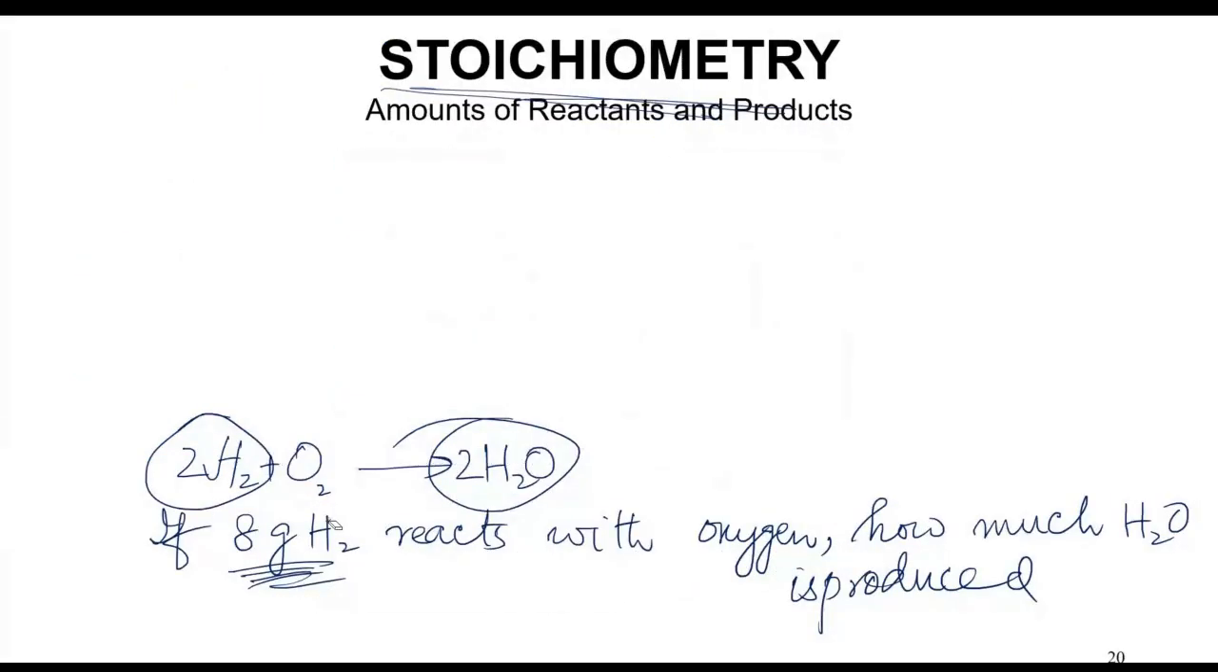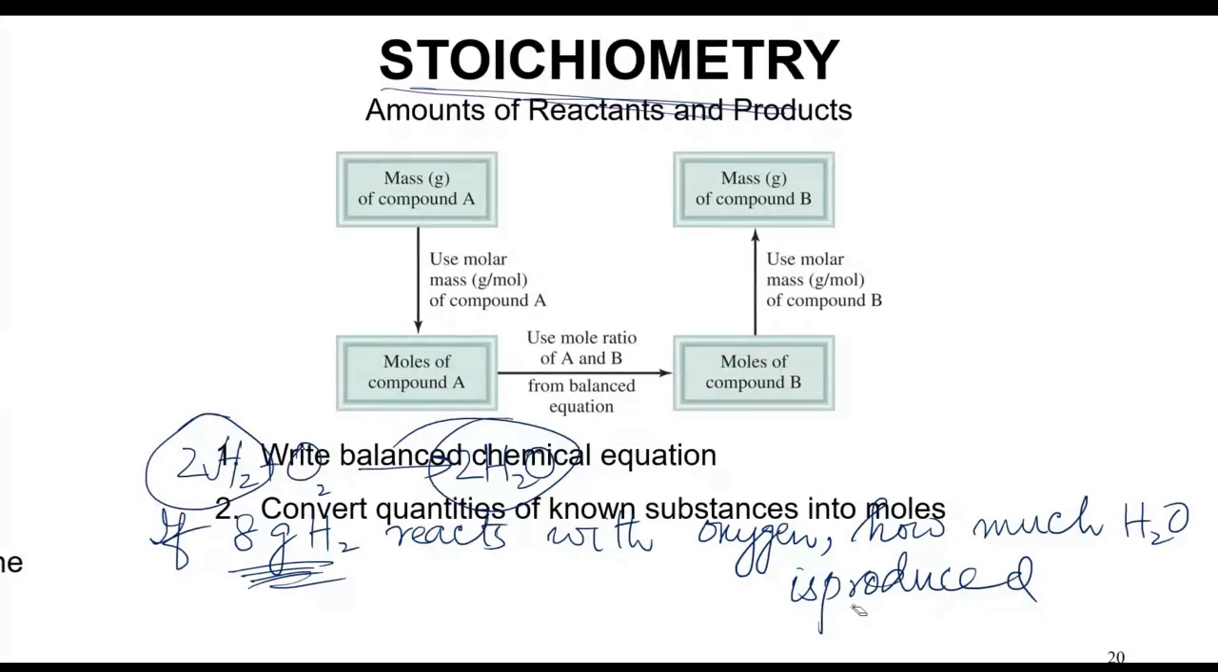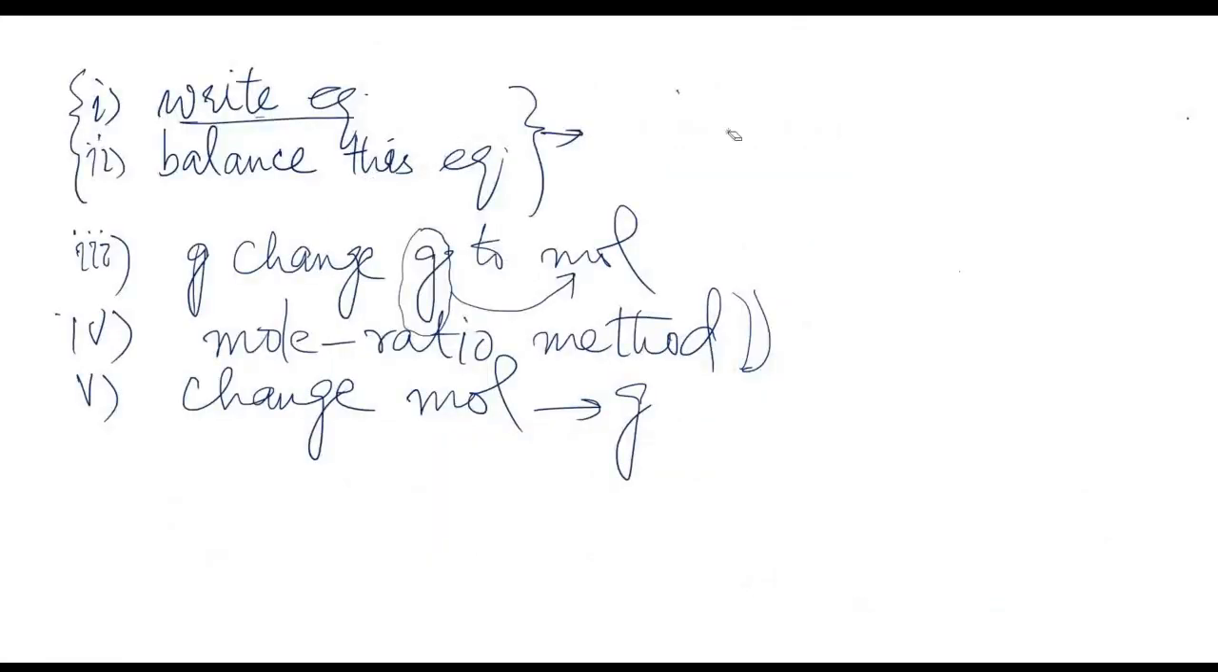So, if 8 grams of hydrogen reacts with excess of oxygen, how much water is produced? Okay. Now what is the first step? Write equation. What is our equation? Equation is when hydrogen reacts with oxygen, it forms water. Now balance this equation. Let's balance this equation. 2 steps finished. The first 2 steps will be given in your question.